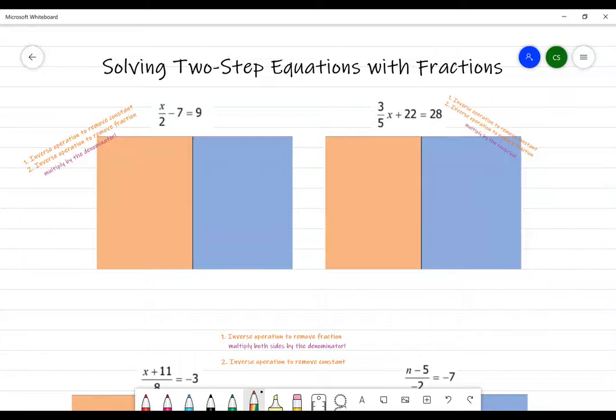All right, guys, today we'll be solving two-step equations with fractions. So yesterday we solved two-step equations with integers, and we'll be following those same rules, making sure that we are trying to isolate the variable and find the value for the variable that will make the equation true. So our first example is x over 2 minus 7 is equal to 9. Remember, the goal is to isolate the variable.